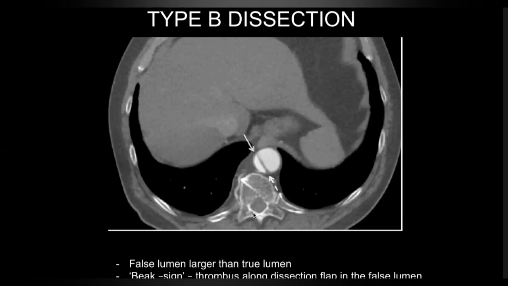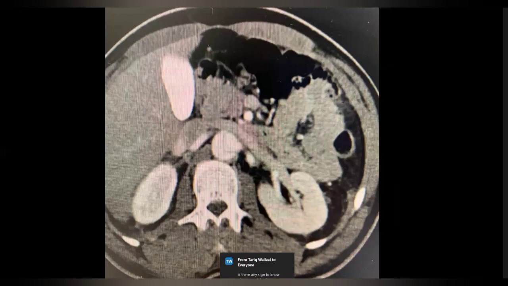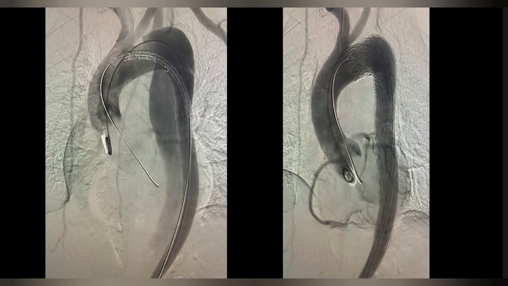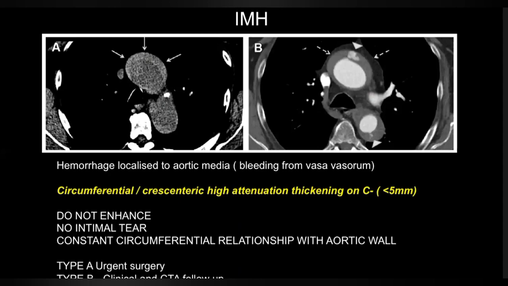So a type B dissection, the false lumen is larger than the true lumen, and you can have this beak sign where you can have some thrombus along the dissection flap, and this is typically seen in the false lumen. I can't remember why I was showing you this. Okay, yes, this is a type B dissection, and this is the aortogram before a stent graft is placed. You can see here that this is the true lumen, a smaller true lumen and a larger false lumen. And obviously the extent of the flap is here, and a stent graft has been deployed, and you can no longer see the false lumen. So this is how these are treated endovascularly.